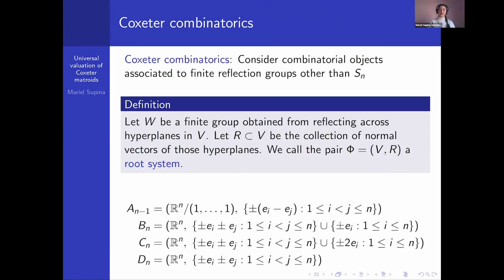So B_n, you can see these normal vectors that I say are the roots. These are the normals to the hyperplanes. So you'll have all the x_i equals x_j's. You'll also have x_i equals minus x_j for all i and j. And then you'll also have the coordinate hyperplanes. And those will be your hyperplanes.